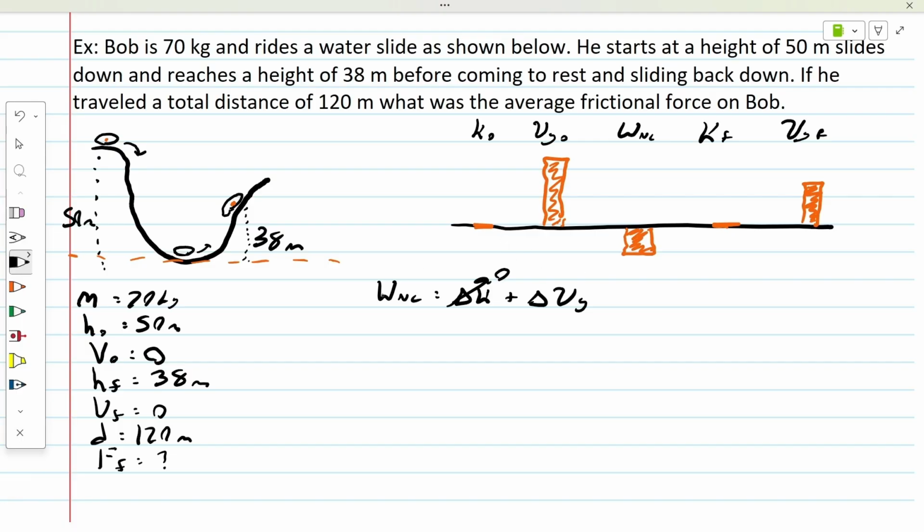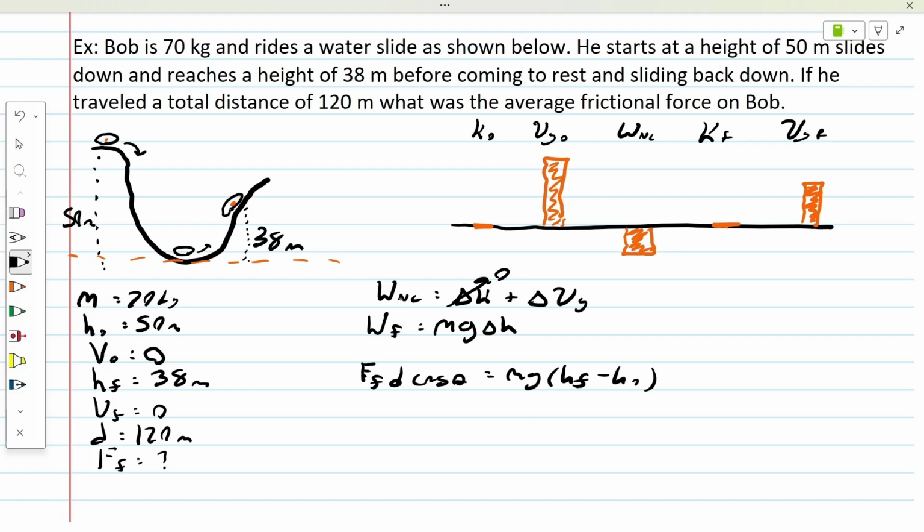But we want to relate these two. So we know the non-conservative work is from friction, and we know this change in gravitational potential energy will just be mass times gravity times the change in height. So we have the change in height. So let's break up this work due to friction. That'll be the force due to friction times the distance times cosine of theta equals mg, and I'll write this as hf minus h initial.